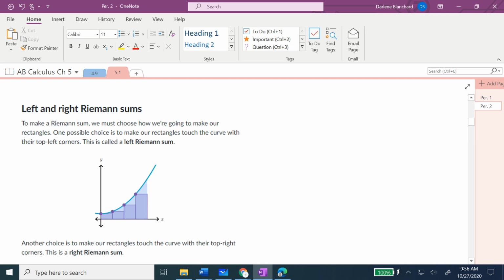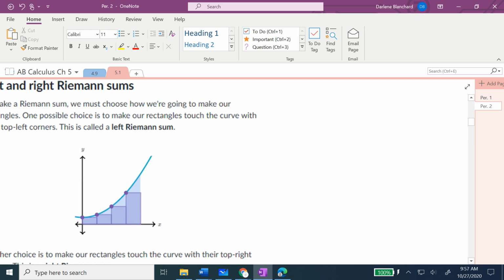So Riemann sums. What I tell people is when you see the phrase Riemann sum, just think rectangular sum. Riemann rectangles. Because that's what it stands for. It's about rectangles that touch the curve with part of the top of the rectangle. So a left Riemann sum.